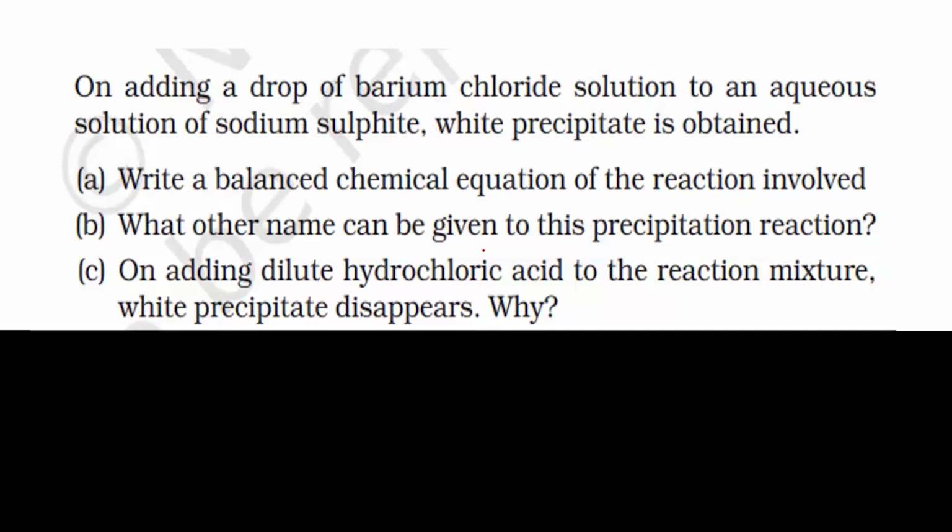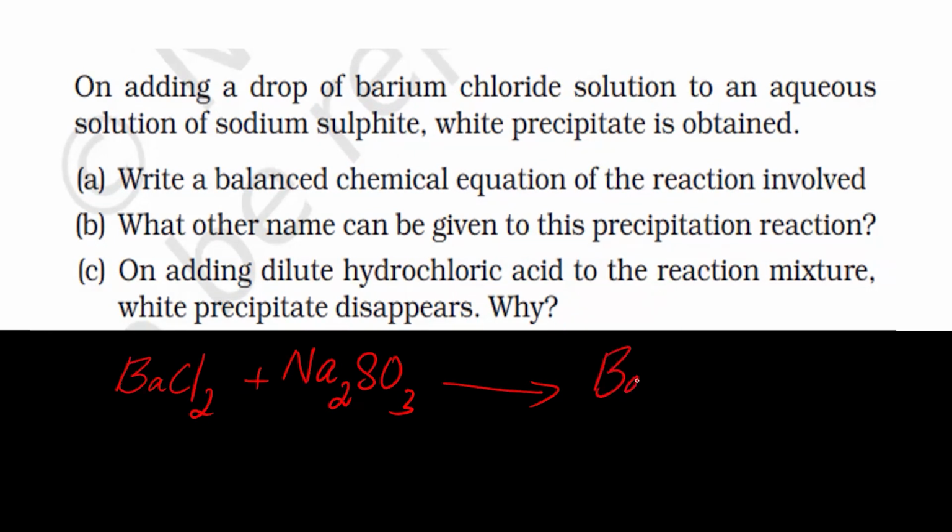On adding a drop of barium chloride solution to aqueous solution of sodium sulfite. Let us write down the equation. Barium chloride, BaCl2. Sodium sulfite, Na2SO3. They are reacting, you will be getting a precipitate, right? So here automatically a double displacement reaction will take place and you will be getting BaSO3 plus what is remaining? Sodium and chlorine, right?